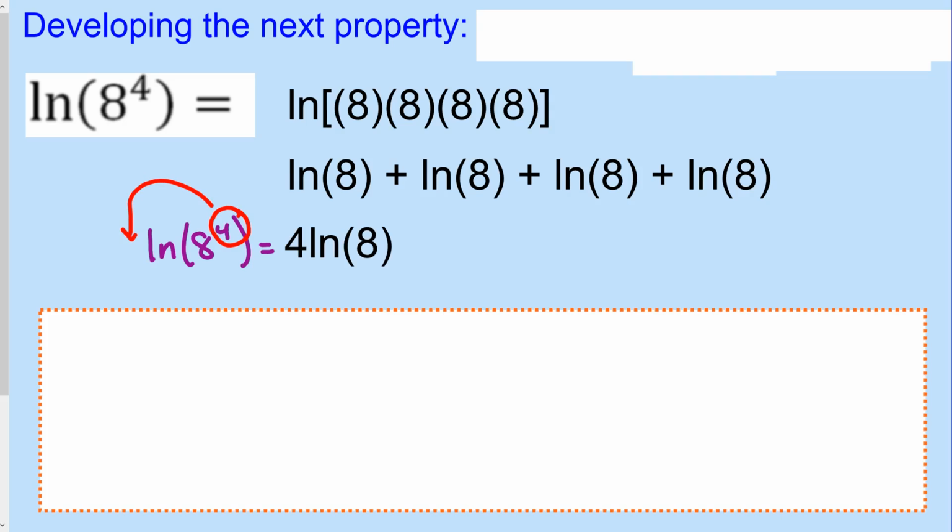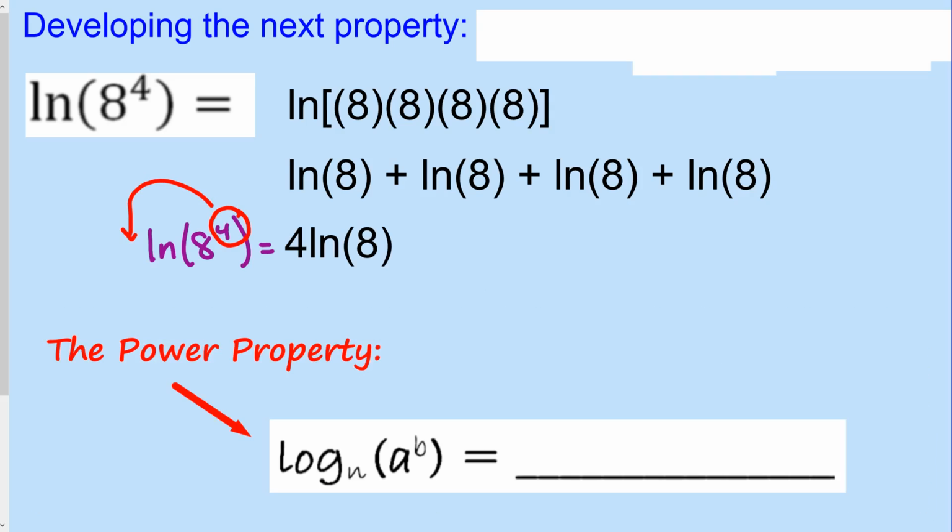So that leads us to our third property, which is known as the power property. In general, if you have log base n of a to the b power, that exponent b comes down and becomes a multiplier, and you have b times log base n of a. Kind of looks like blog. But keep in mind, it doesn't matter what letters I'm using here. Just because I happen to be using n and a and b makes no difference. You could be using P and Q and R or whatever.